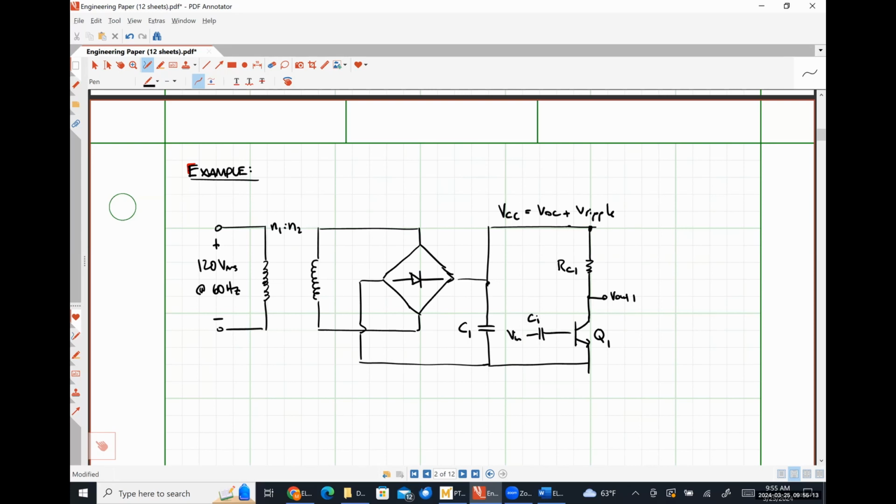Here's VN, here's CN, and I'm just putting a bias here because we're not going to worry about that too much. So here we have a single-ended amplifier connected to a power supply that is for sure experiencing some amount of perturbation, because there's a ripple voltage involved because we've rectified an AC voltage to give us a DC.